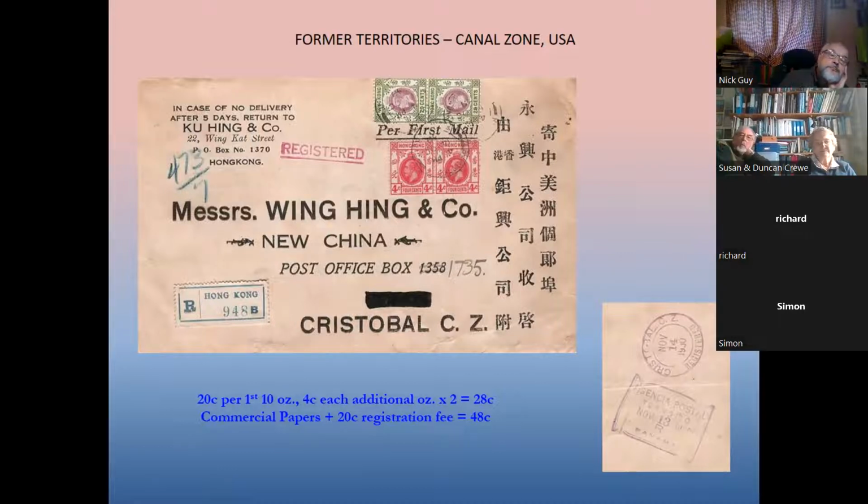Now, this one I had a lot of trouble rating, 48 cents. For that time, it would have been 20 cents postage going there, but it's 48. And so how do you get to that with the registration fee of 20 cents? The only way I could figure it out was that it would be sent as commercial papers, and it's a large envelope that could have had commercial papers in it, heavy ones. It's also very thick paper. And then that would be with four extra ounces to make it a double rate letter of that 20 cents per first 10 ounces to come up to 28 cents, and then the 20 cent registration fee to make 48. That was the only way I could get to that rate. But if somebody has better rate knowledge, feel free to correct me.